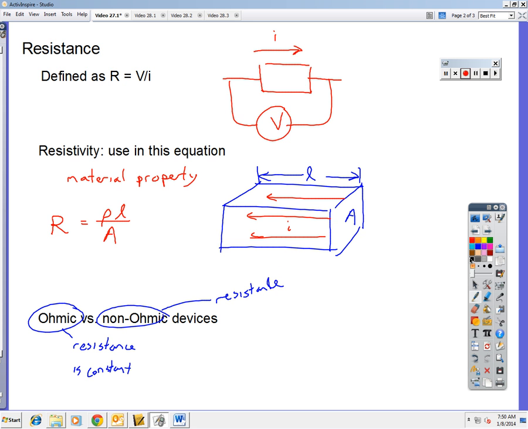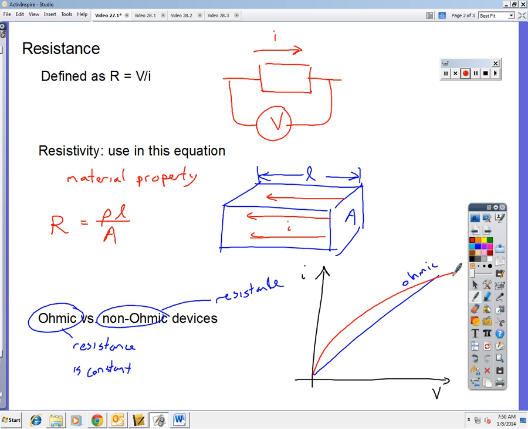So for instance, if you plotted an IV curve, where you plot I versus V, for an ohmic device, you'd get a straight line. A non-ohmic device, for instance, a light bulb, would have a curve that looks like that. A diode, which is another kind of non-ohmic device, would have a curve that looks like that. So an ohmic device is going to have a linear IV curve. A non-ohmic device will have something other than a line.